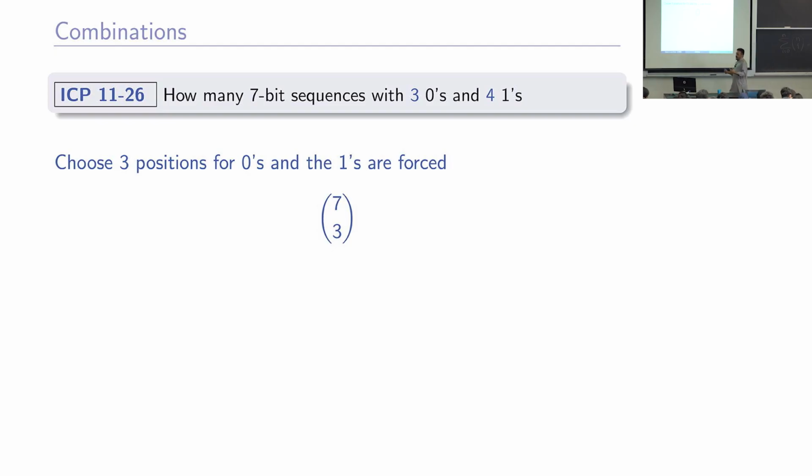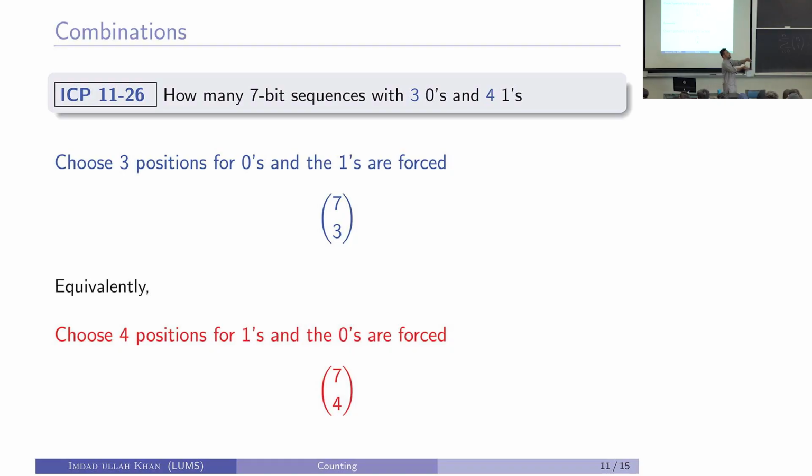Equivalently, you can do this by choosing the 4 positions for ones, and then the zeros will be forced, right? The remaining 3 positions will go to zeros. So 7 choose 4 or 7 choose 3. Sir, if we had 3 ones instead, we would multiply. If you had 3 ones, we will have 7 places, so we can just choose 4, choose 3, right?